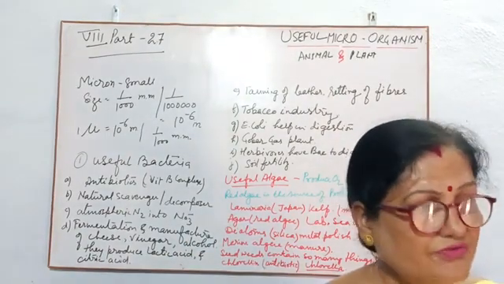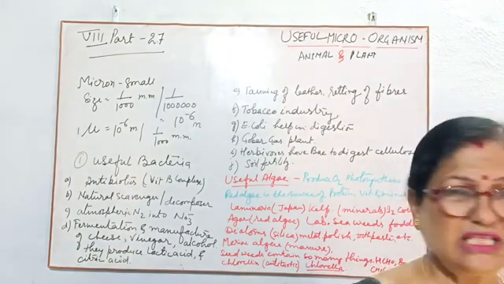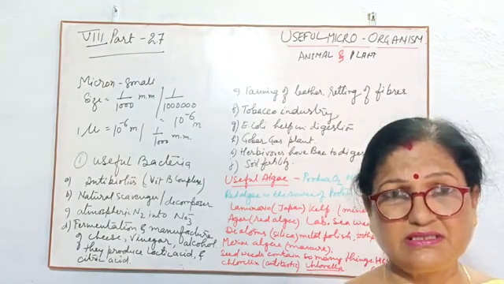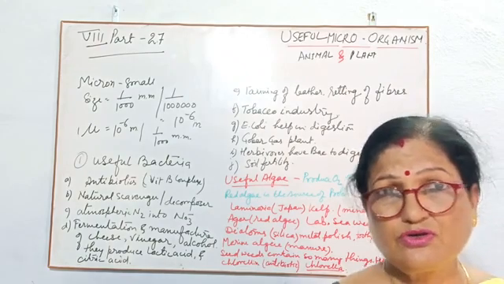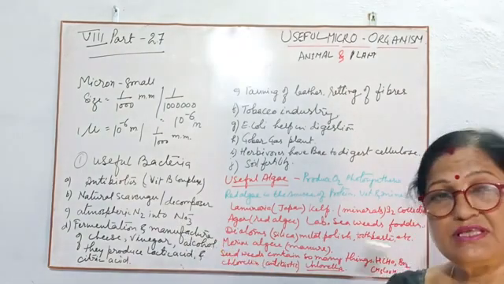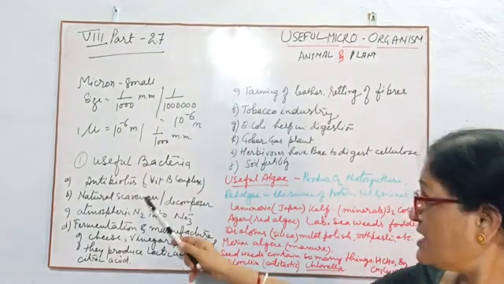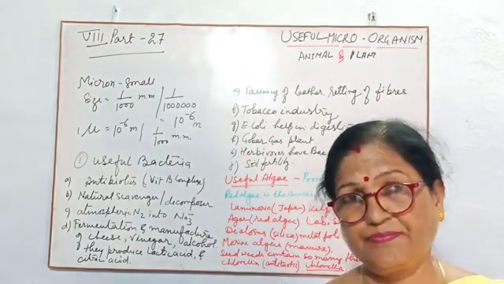Second one, natural scavenger, or they are called decomposer. Bacteria, I think all of you know, when you throw away peels of vegetables and other things which can be converted into manure, they can be destroyed or decomposed with the help of bacteria. So bacteria are also called natural scavenger, useful bacteria.